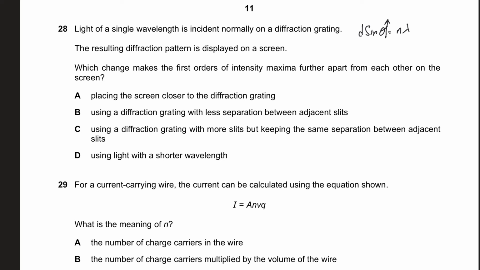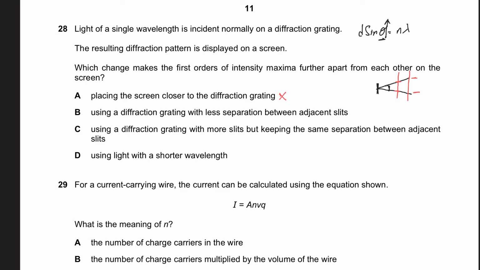Placing the screen closer to the diffraction grating. Now, changing the distance of the screen from the diffraction grating does not change theta, but what it does is bring the maxima closer together. So let's say this here is the angle theta. Irrespective of where the screen is placed, theta is a constant. But when the screen is placed further apart, the distance between the first orders is greater than when the screen is placed closer. So this would have the exact opposite effect of what we need.